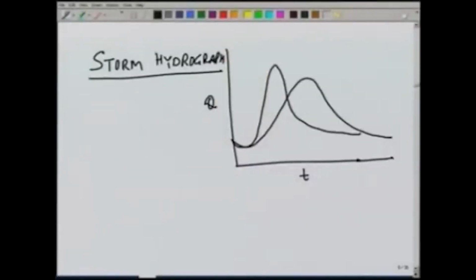So, let us see how the storm hydrograph shape is affected by different factors. The factors which affect the shape depend on the basin or the catchment. Basin and catchment are used, they are kind of synonymous. So, some basin or catchment properties affect the shape of the hydrograph. So, what we are now looking at is when a rain occurs, how the runoff changes.